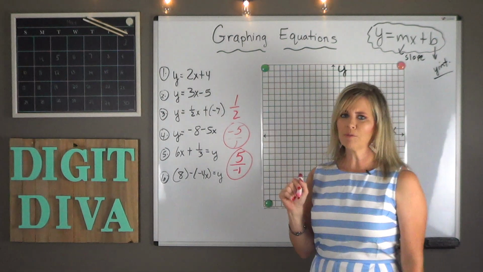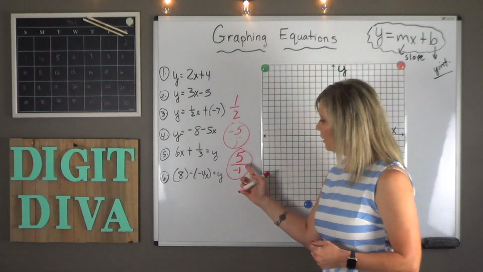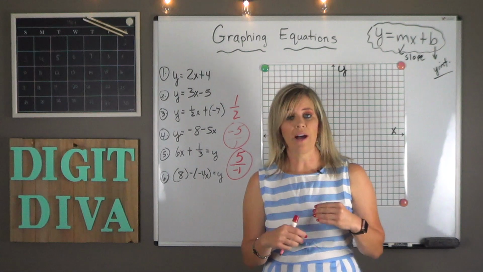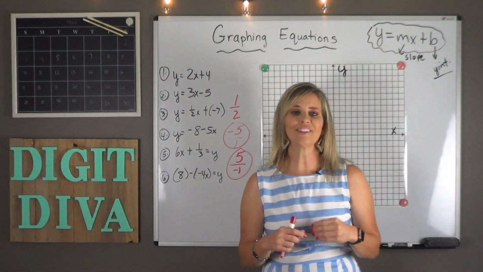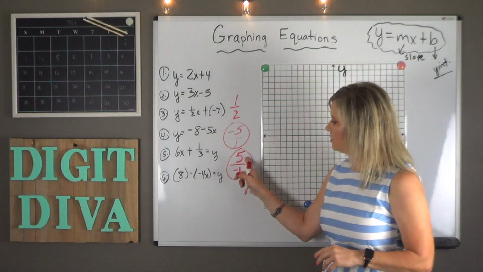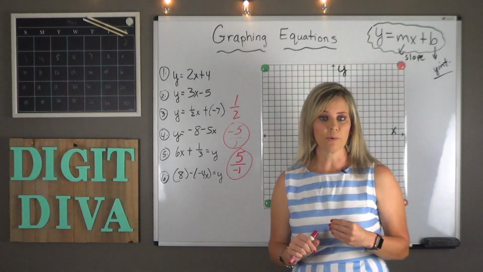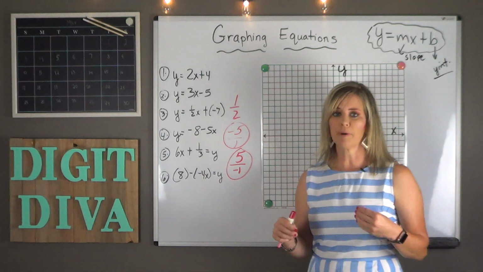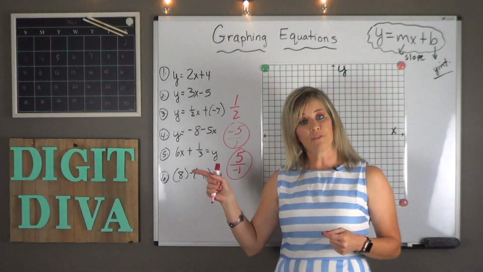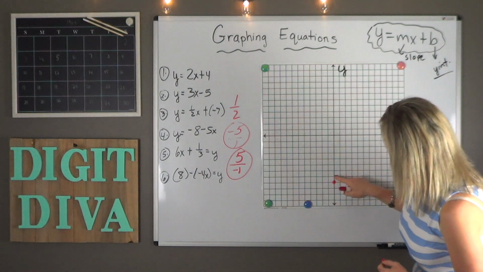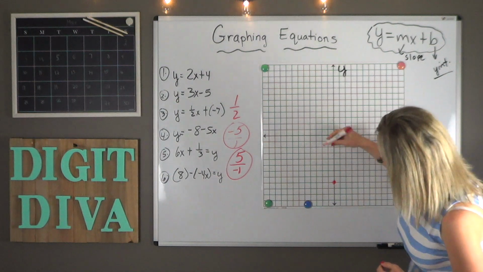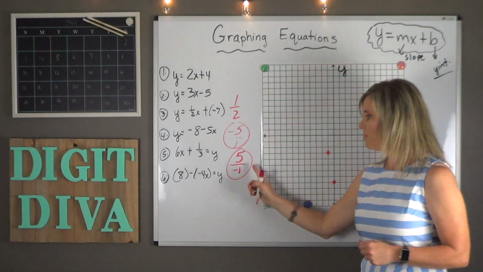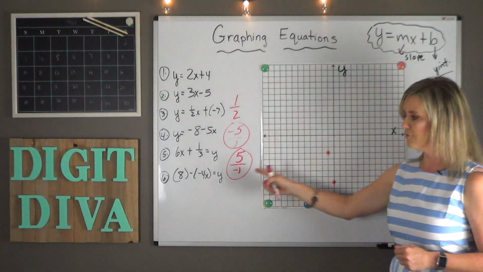So what does that mean? What would we do now? Well, remember how I said your rise is the change in your y values. Your run is the change in your x values. Well, now I have a 5 as my numerator. It's positive, so I'm going to go up 5 units. I have a -1 as my denominator, so I would go left 1. Okay? So 1, 2, 3, 4, 5, and left 1. Okay? So we went up 5 units and left 1.